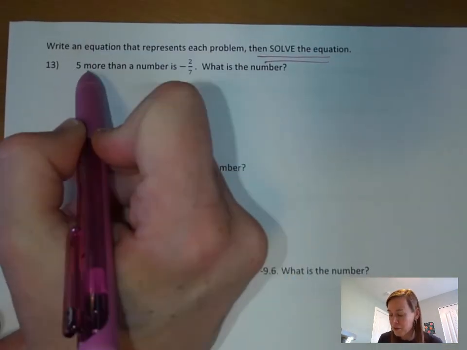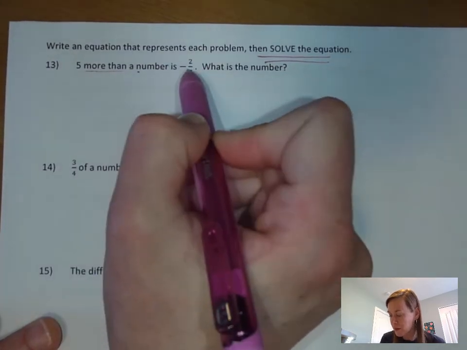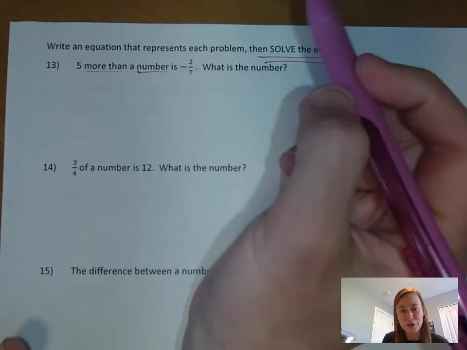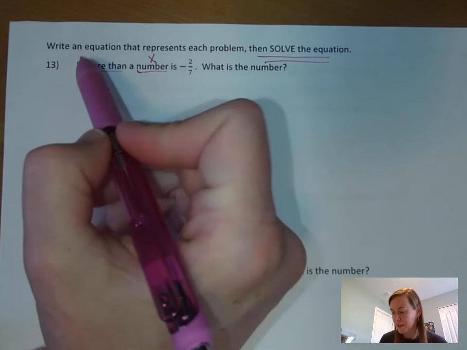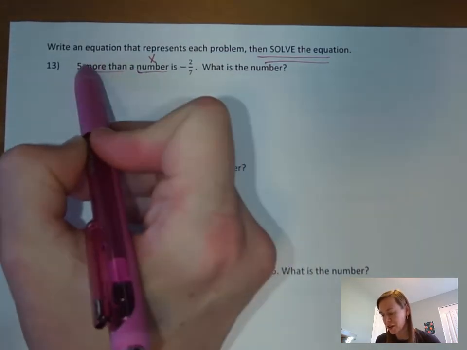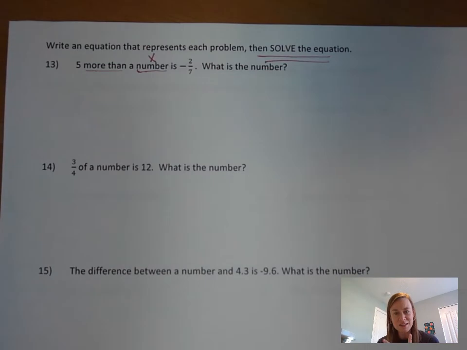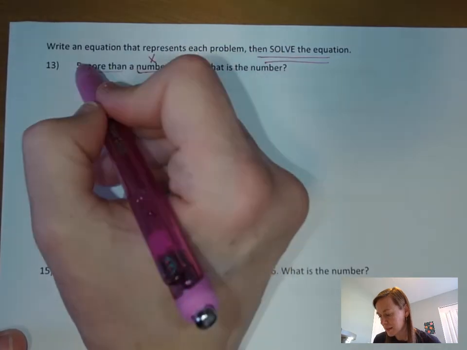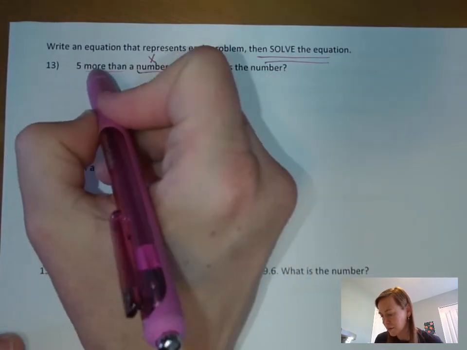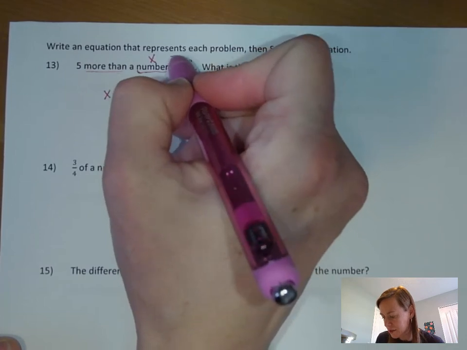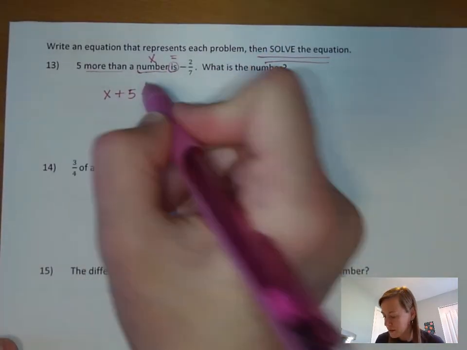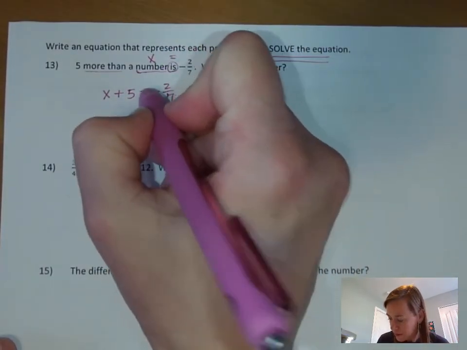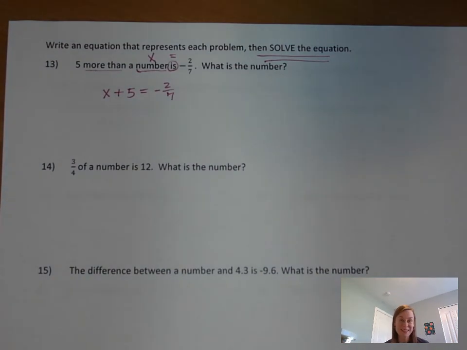It says 5 more than a number is negative 2/7. Okay, so let's define our variable. The number, I'll go ahead and use x again. And when we have this more than construction, you're going to think addition, and you're also going to think to switch the order. So we start with a number, and then more than is going to be plus, and then 5. So 5 more than a number is, there's your equal sign, and then you just got your negative 2/7. And so what is the number? That means we need to go ahead and solve.